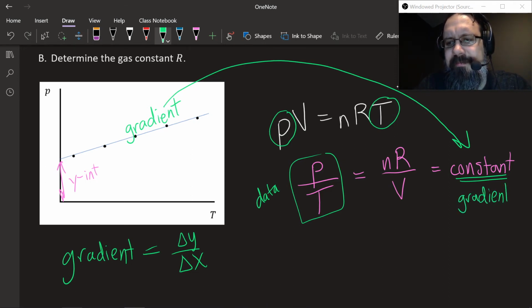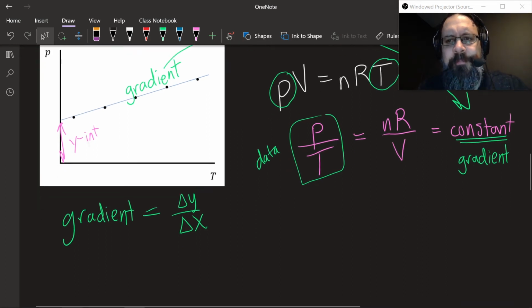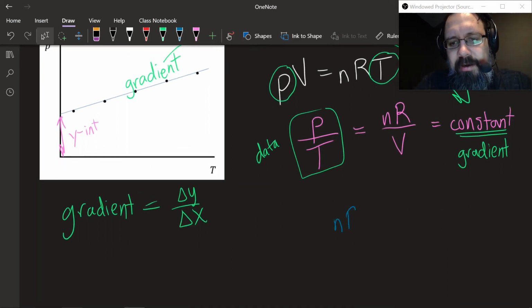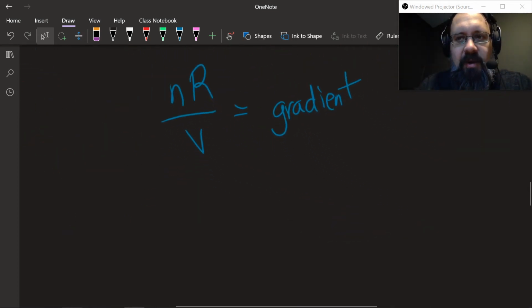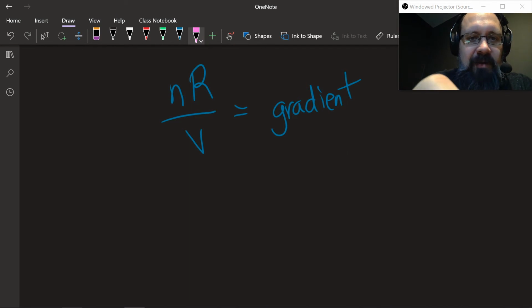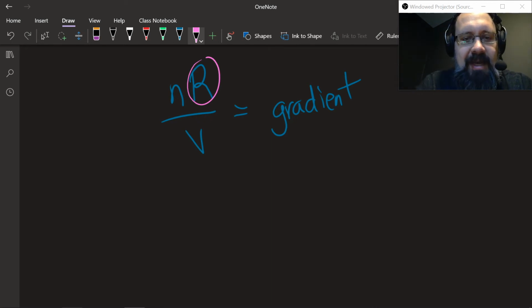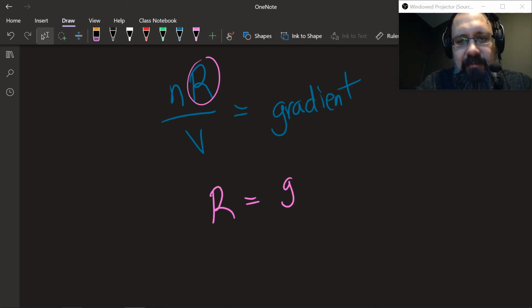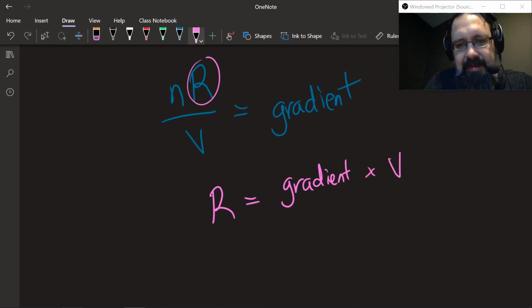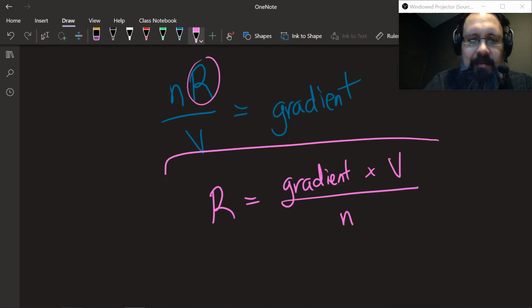So we could construct an equation, I guess we could call it, where we could say that NR over V is going to be equal to the gradient of our graph. And from there, you can just solve this for R, and then we know what our R value is. But it's going to require us to first plot the data, find the gradient. If we solve this for R, you can see we're going to need to move the N over V, flip it, and move it to the other side. So we get that R is going to be equal to the gradient times V divided by N. And that'll be our value of R.